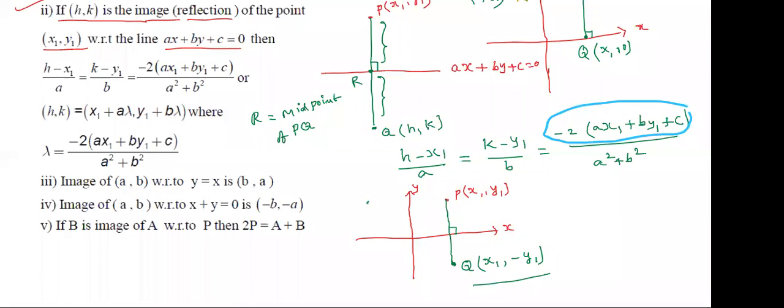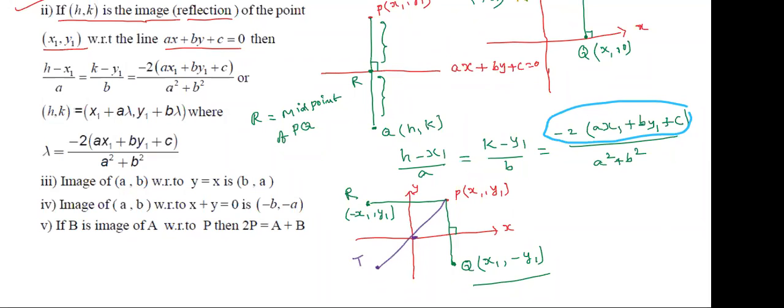Image of P with respect to the y-axis: I am taking this as R. R lies in the second quadrant, where the x coordinate is negative, so it is minus x1 comma y1. This is the image of P with respect to the y-axis. Now with respect to the origin, observe that P with respect to the origin gives the image. Suppose this is T.